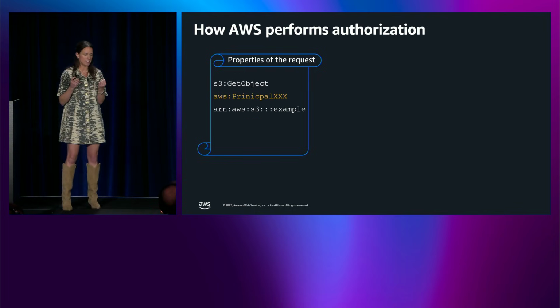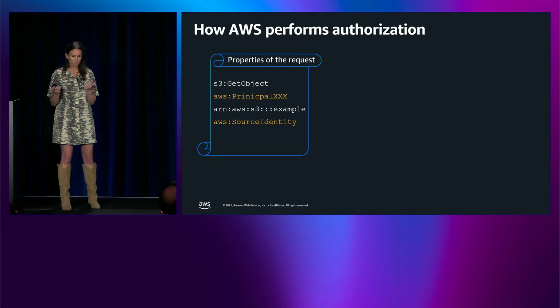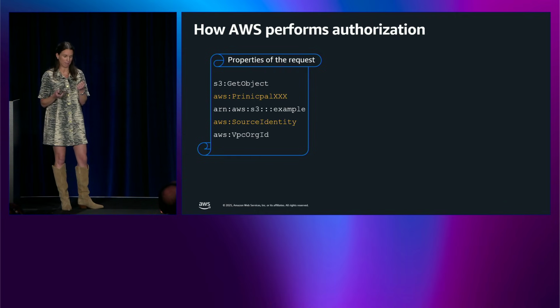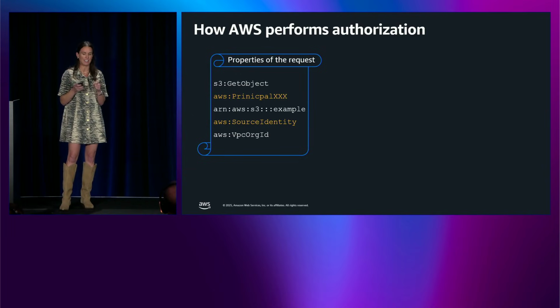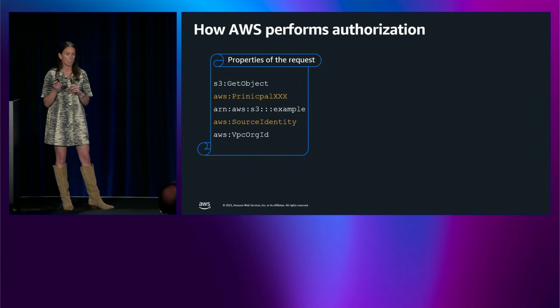request, properties of the resource, the ARN, properties of the role session, like AWS source identity, and properties of the network. A good example is VPC org ID, which, by the way, is a great condition key to use for implementing network security controls across your organization. So it's specific to making sure calls are made from a VPC within your organization, an account within your organization.